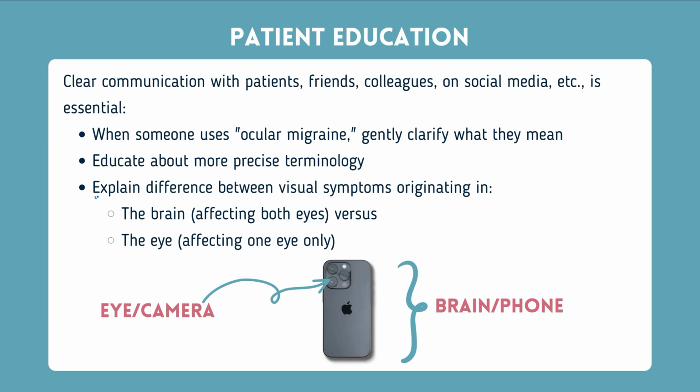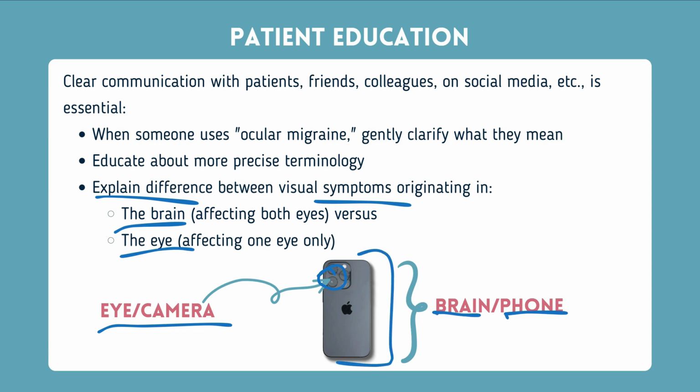It's also important to explain the difference between visual symptoms originating in the brain versus those originating in the eye. An analogy you can use is to think of the eyes as the camera lens of your phone and the phone itself that processes the image as the brain. Sometimes the problem is with the camera itself. That's what happens in retinal migraine, affecting just one eye. Other times, the problem is with the phone, which processes the images. That's what happens in migraine with visual aura, affecting how the brain interprets what both eyes are seeing.